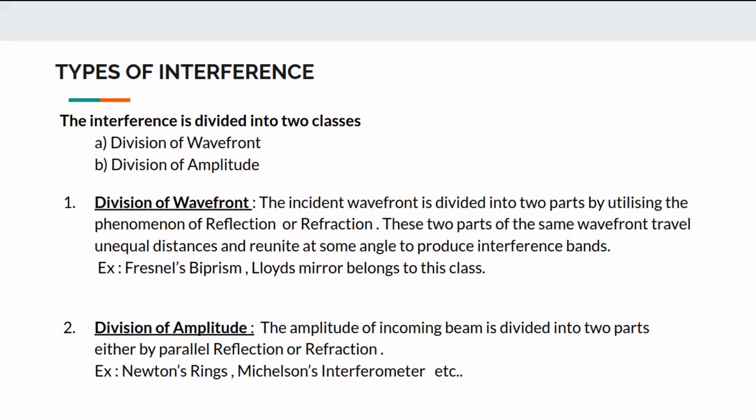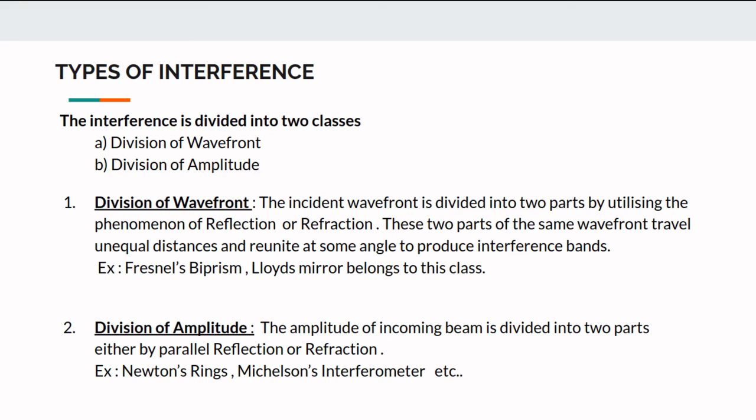The last topic in this lesson is types of interference. Interference is divided into two classes: division of wavefront and division of amplitude. We have already discussed that in the phenomenon of interference, the two sources must be coherent. Coherent sources means sources giving waves which maintain a constant phase difference. Maintaining a constant phase difference is very difficult. Therefore, we cannot produce coherent sources from two individual sources.